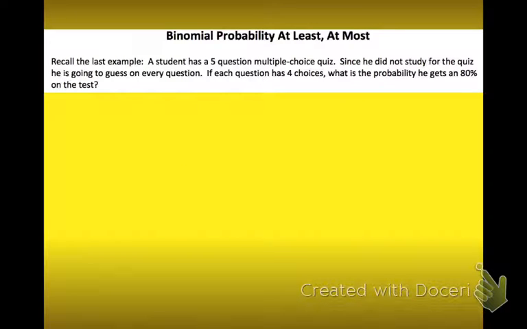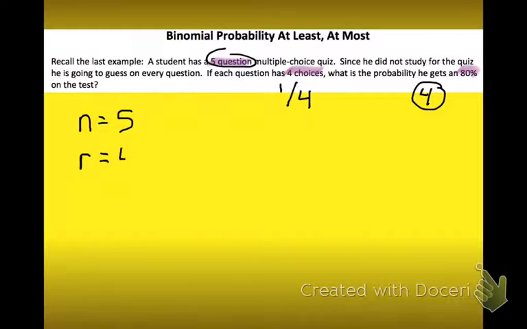So if you recall from yesterday, students had a 5-question multiple choice quiz. They didn't study, and they were going to guess on every single question. So each question has 4 choices. What's the probability of getting an 80%? So if we recall, 80% was 4 correct. 4 choices means that the probability of getting 1 right is 1 out of 4, and there are 5 questions on the test. So our n value was 5, our r value was 4, and the probability of success, s, was 1/4. And then we just went ahead and plugged that into our calculator.